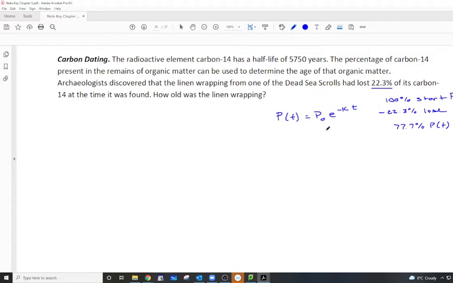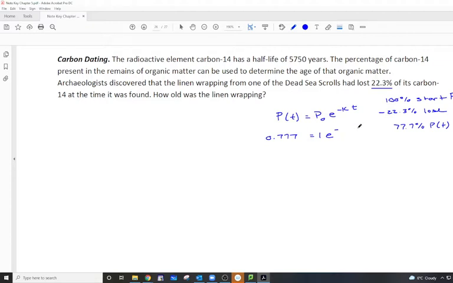Now, up to you. You can put them in as percentages, because it's just kind of a ratio of amount at time t to initial amount. Whether you started with 100 and you now have 77.7, or you start with 1 and you now have 0.777, it'll all work out in the end. I'm going to tell you it is actually easier to do it as a decimal. So we're going to put 0.777 equals 1 times e to the negative k times t.